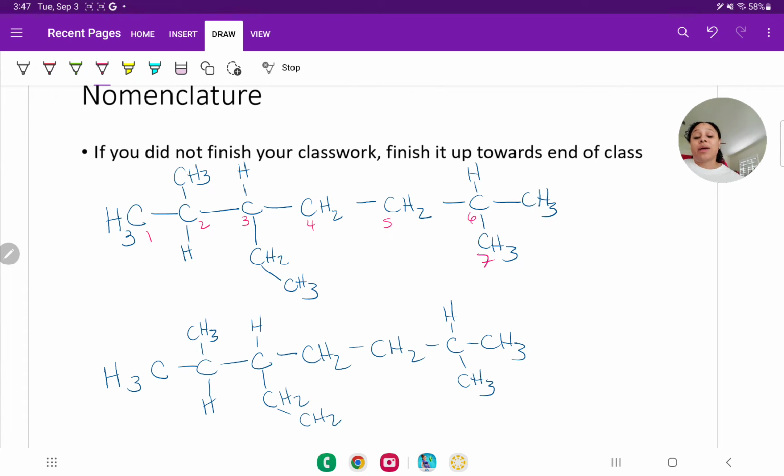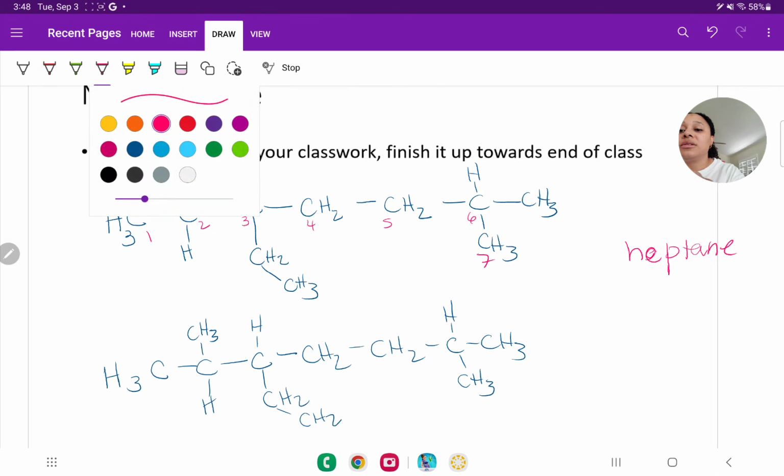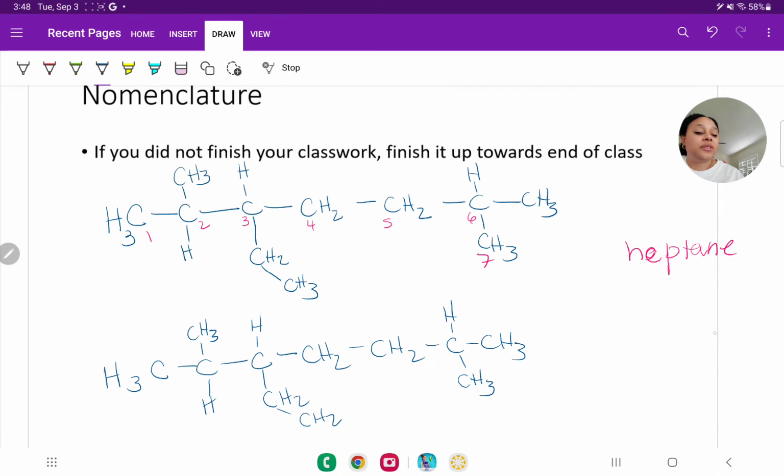Now, I've identified my longest chain, so the first thing I'm going to do is say 7 carbons, and there's no double bonds here, so this is just heptane as the ending name. I'm just going to write that down. I'm really just going to write down some notes for now, and then eventually we're going to solve this. The answer is actually on your sheet, but let's run through this.